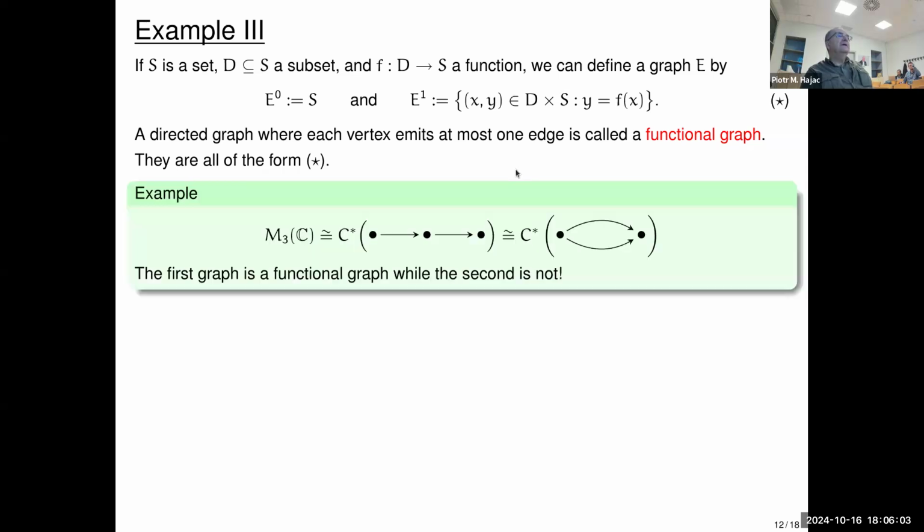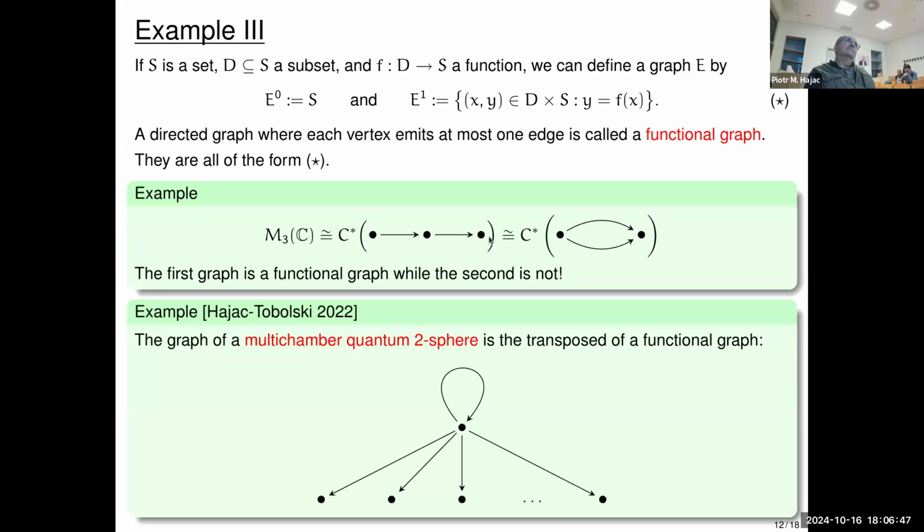It is D. Okay, so example: take the following two graphs, two arrows one after the other, and two parallel arrows. In both cases, the graph C*-algebra is M2(C), different matrices. The first one is a functional graph, and the second is not. The only point of this example is to remind, as always, that you can use very different graphs, with also very different properties, to get the same C*-algebra. So it does not really make sense, given a graph C*-algebra, to ask whether it is the algebra of a functional graph. It depends on which graph you choose.